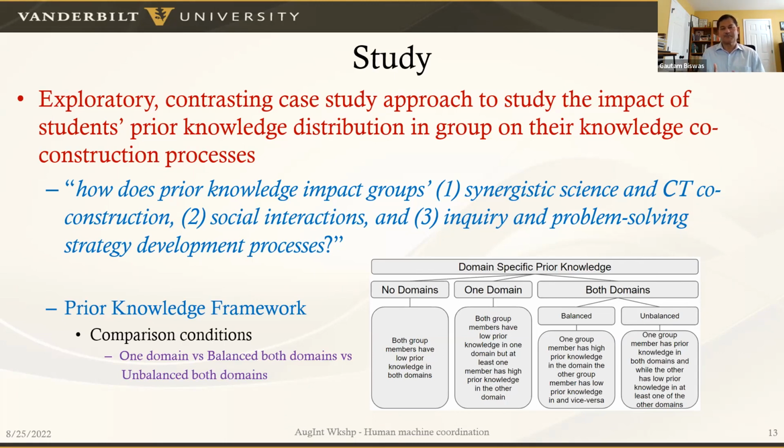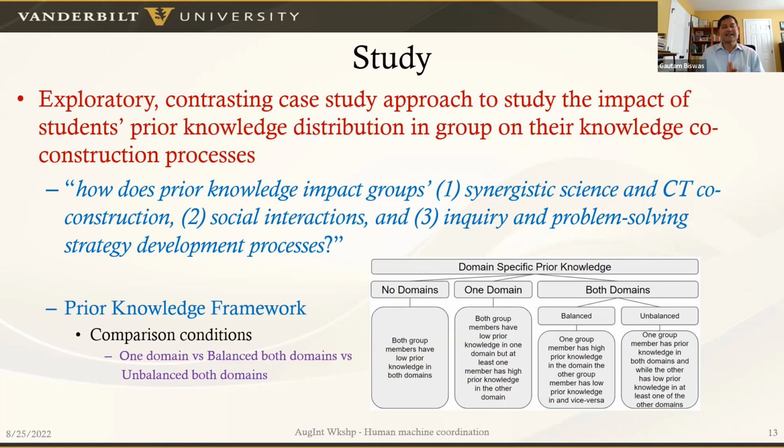One of the groups had a student who had high prior knowledge in both the science and the CT, and the other student had low prior knowledge in both. We call that the unbalanced group, but together they had knowledge in both domains. We had another group which was balanced. One of them was high in science and low in CT, and the other was high in CT and low in science. So we call that the balanced group.